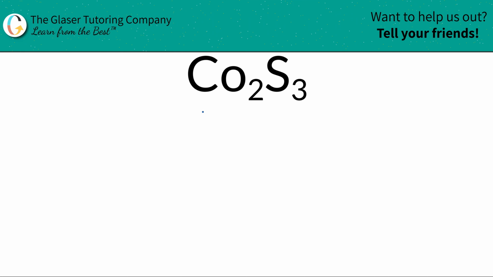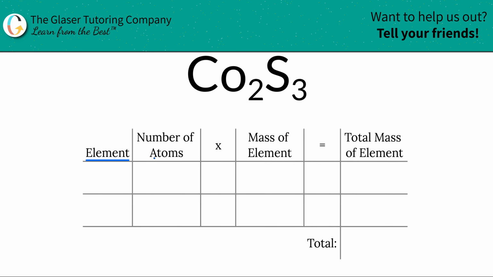Today, I'd like to teach you how to find the molar mass of cobalt(III) sulfide. So, I created a little table to help us out. Bam! So the first thing we have to do is fill out the elements that we see in the compound. So we see cobalt, Co, and we see sulfur, S.